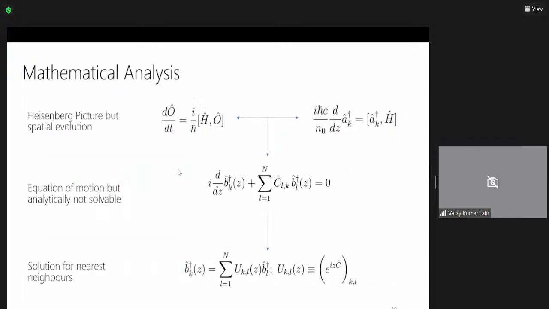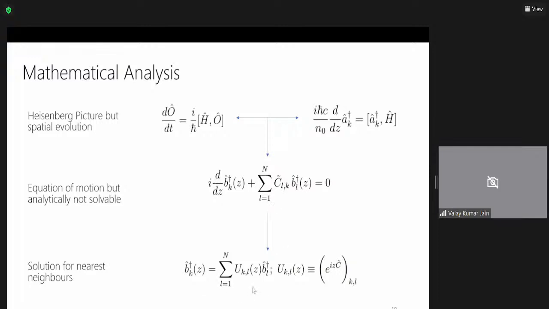So in order to do the mathematical analysis, we'll be dealing in the Heisenberg picture where the operators evolve with respect to time. And I can make a transformation of the Heisenberg picture because I want to study evolution in space. I want to study the evolution of probabilities as I go along the waveguide, not with time anymore. So I do a spatial evolution. When I work on the commutation relations, I actually get this equation. This is an equation of motion of the operator. Here, B dagger and A dagger are actually creation operators, which create probability densities in a particular waveguide. So these are creation operators. And this equation of motion is analytically solvable.